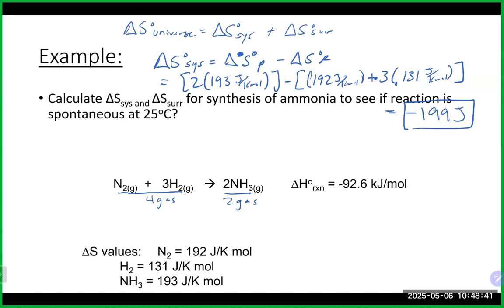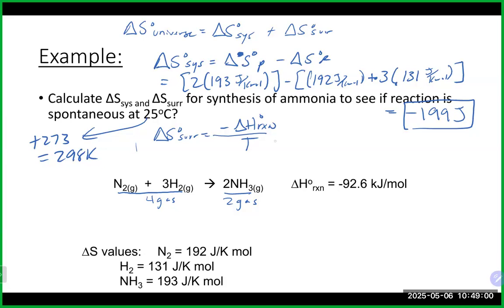Now for our surroundings, which is the other component we need to figure out our universe, our delta S of our surroundings is going to equal negative delta H of the reaction divided by our temperature in Kelvin. So 25 plus 273 is going to give us 298 Kelvin. In this case, we'll plug in our delta H, which was given to us. So this is a negative and a negative, so we get a double negative there. That's going to be 92.6.